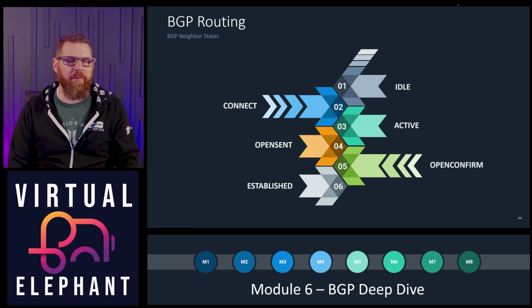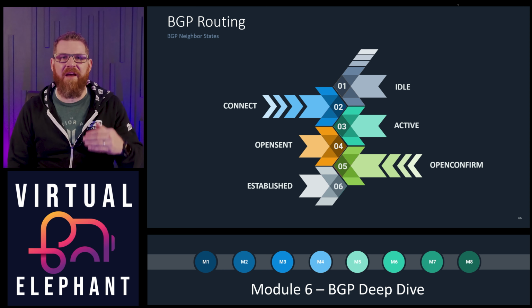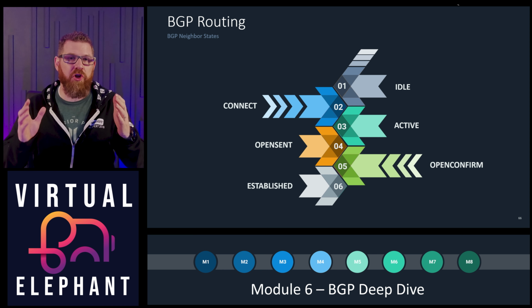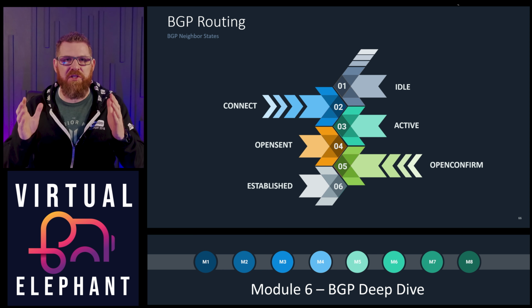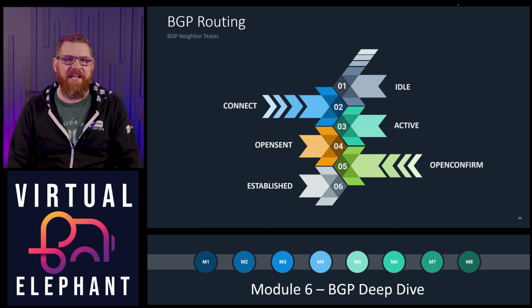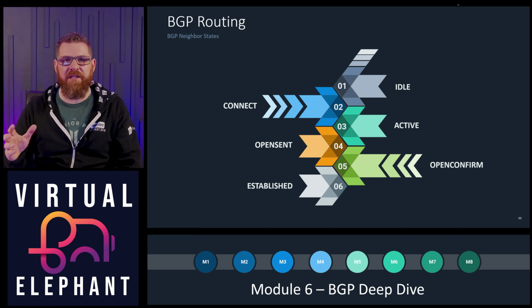So when you're troubleshooting a BGP issue, as I mentioned a moment ago, the first thing that you want to look at is that BGP table, because that BGP table will show you the state that those two BGP peers or BGP neighbors are in. And if you see anything other than established, then you're having an issue.